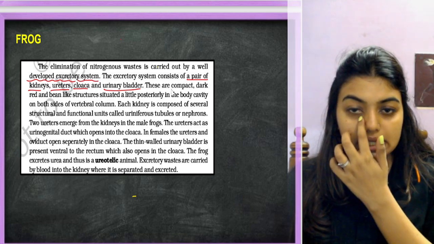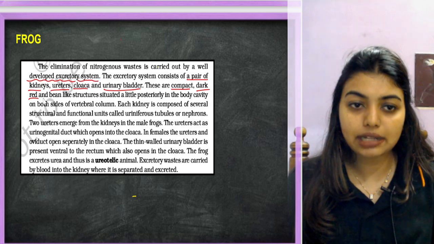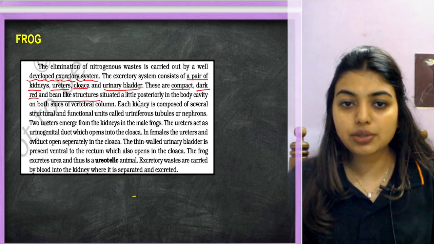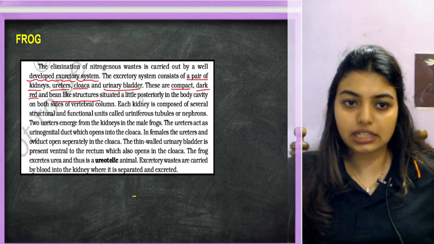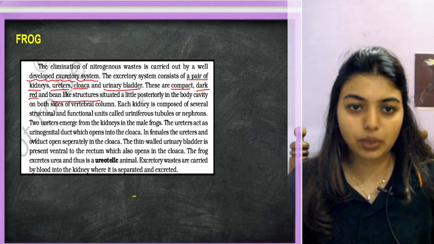Now these are compact, dark red, bean-like structures situated a little posteriorly in the body cavity on both sides of the vertebral column.